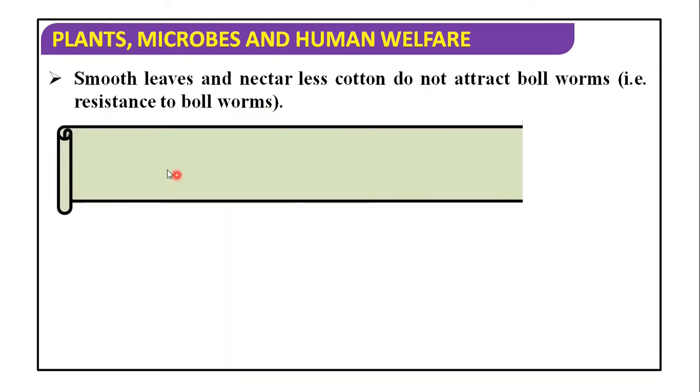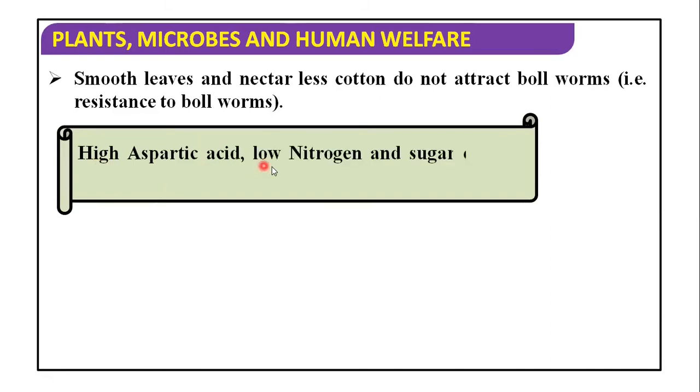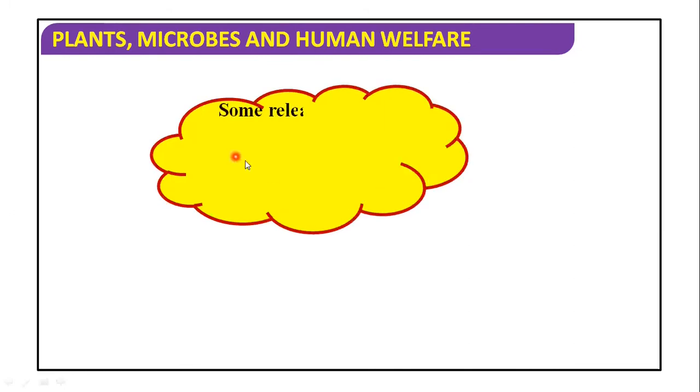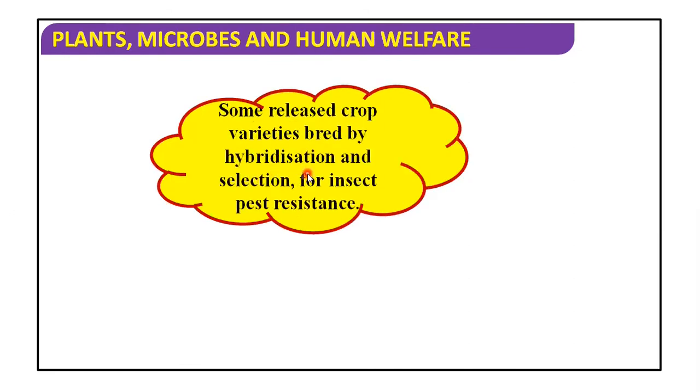See, like this. Now, high aspartic acid, low nitrogen and sugar content in maize lead to resistance to the maize stem borers. Now, some released crop varieties bred by hybridization method, I explained it in the last videos. So, hybridization method and selection for insect pest resistance.